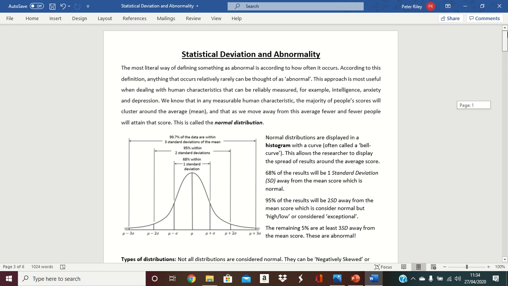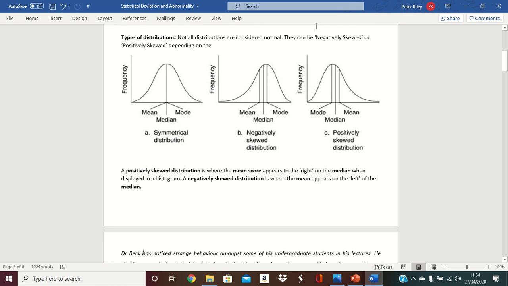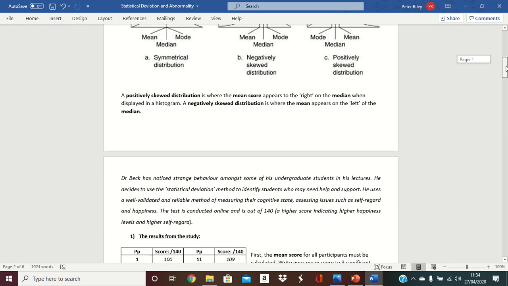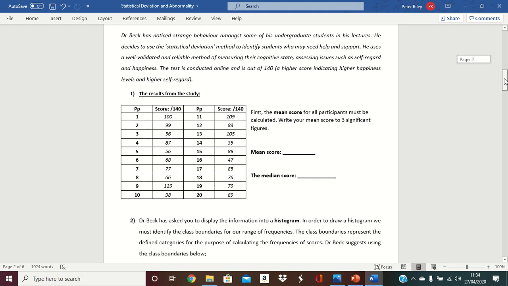This Word document, the first page just explains the statistical deviations approach to abnormality. It also includes those graphs from that PowerPoint slide: positively skewed, negatively skewed, and symmetrical or normal distributions. You can print that off just for your notes so that you don't have to print off all the slides from the PowerPoint. Here's the scenario.